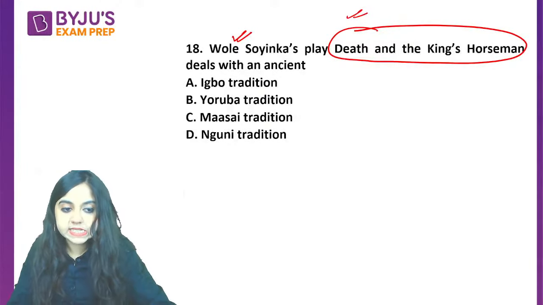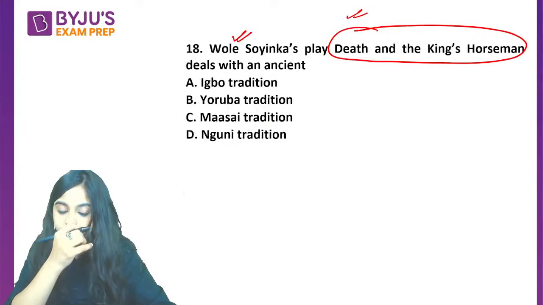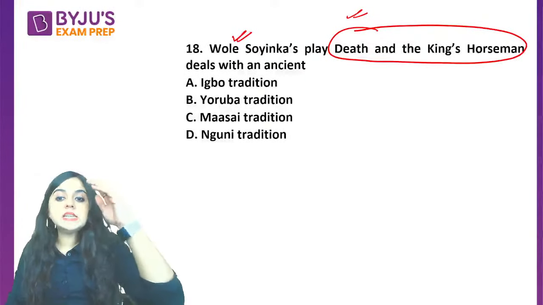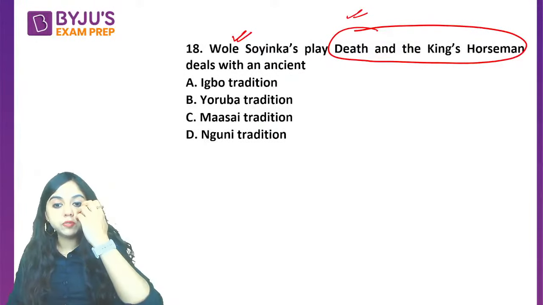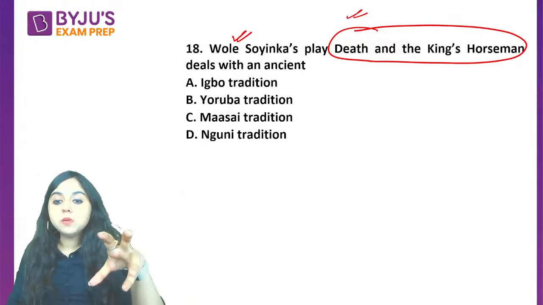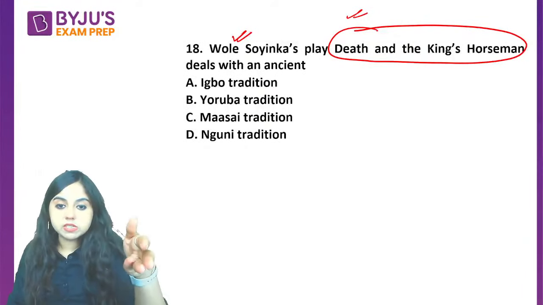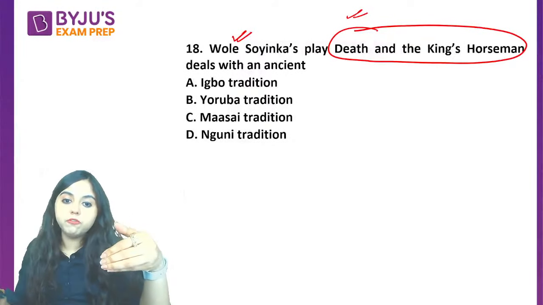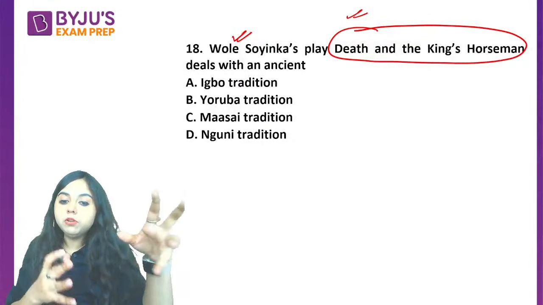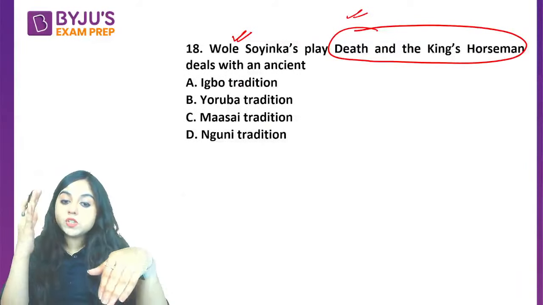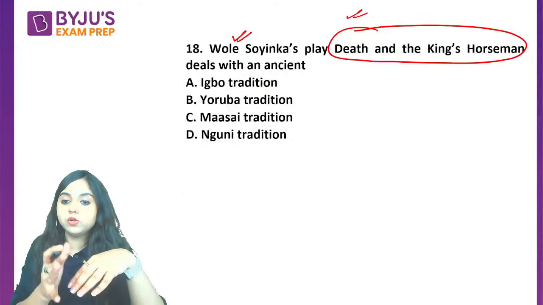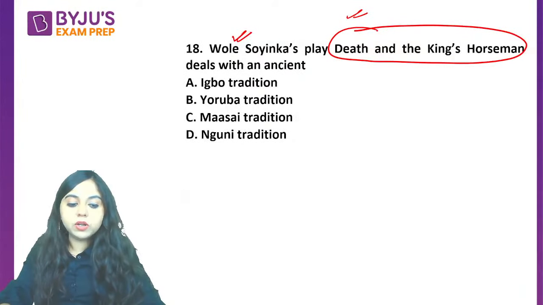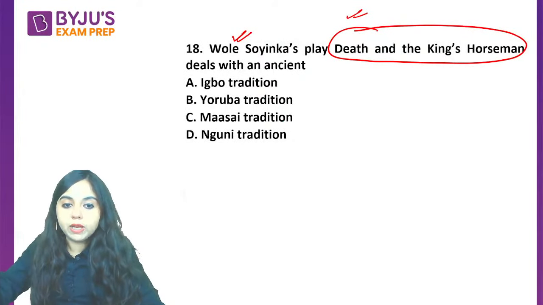Again, African writing, simple questions come in, but we have to complete all of them. It is dealing with the Yoruba tradition. He's a Nigerian playwright and a recipient of the Nobel Prize. The events in the play are based on a real life incident where the sacrifice of a horseman after the death of a Yoruba king was being followed. It was a tribal tradition, but it was prevented by the colonial authorities.